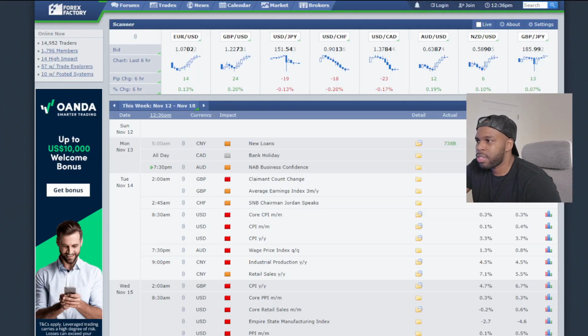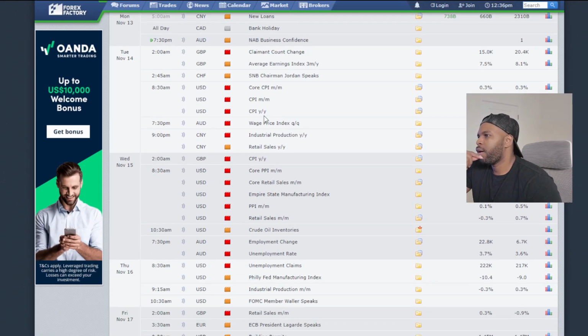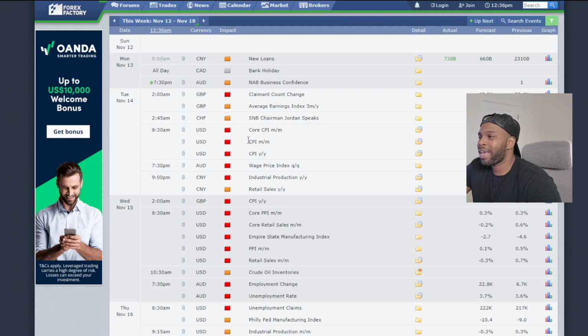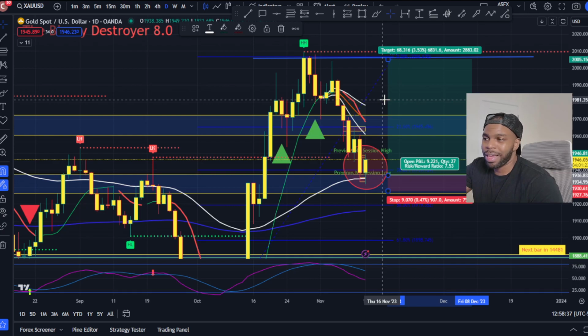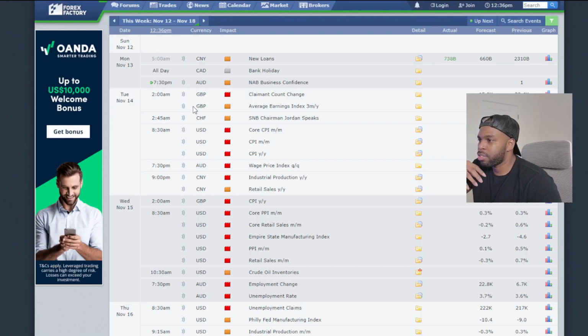Now, there's CPI coming out this week. If the CPI data that comes out for the US dollar comes out higher, then it's good for the dollar. That's going to make the dollar pairs shoot up to the sky. If the CPI data comes out lower, then that's going to be good for gold to go to the upside. So in my situation, I want CPI data to come out low, lower than expected and lower than the previous.